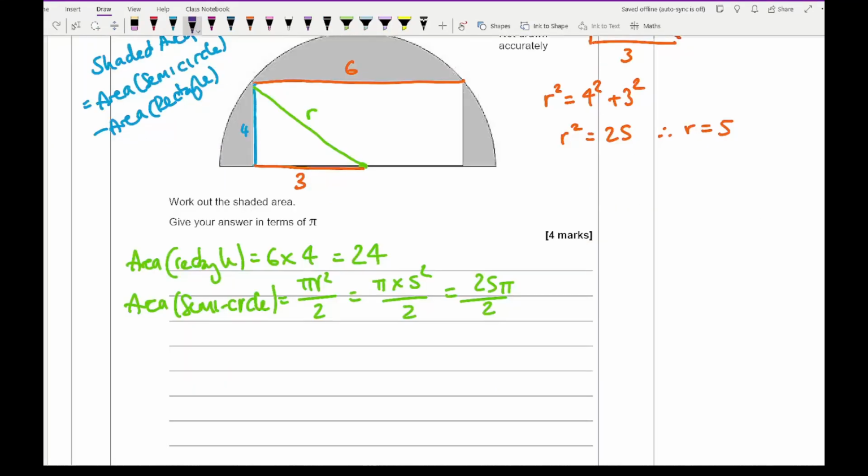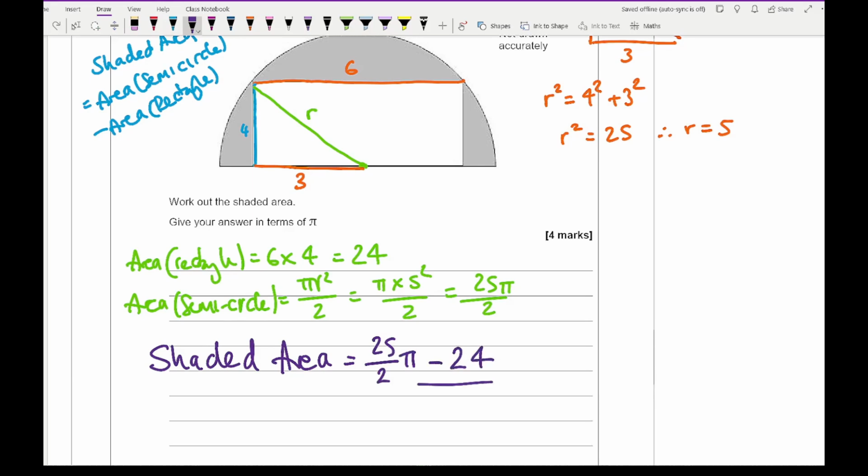So then the shaded area is simply those two things taken away. So the shaded area is going to be the area of the semicircle, which is 25 over 2 pi, minus 24. And there we go. Or you could write it as a decimal of 12.5 pi minus 24. Either of those two answers would be absolutely fine.